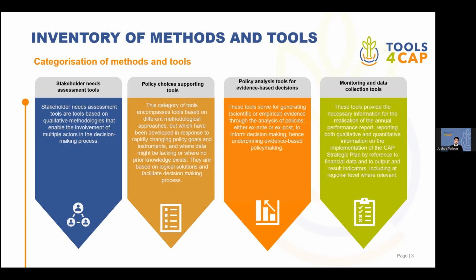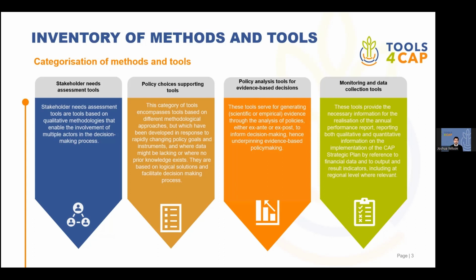These tools aim to generate empirical or scientific evidence through analysis of policies, both ex ante and ex post, so before and after the implementation of a given policy. And lastly, we have monitoring data collection tools, which are those tools that provide member states with the information they need to measure progress in CSP implementation. These tools are generally both qualitative and quantitative in nature and important for creating the annual performance reports with reference to financial data and output and result indicators.